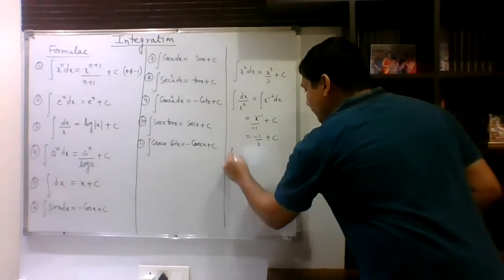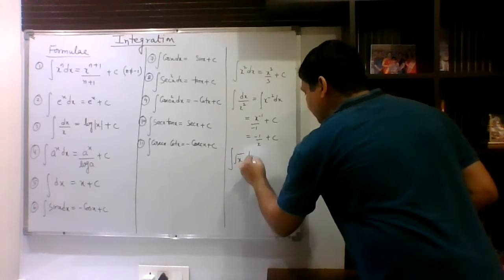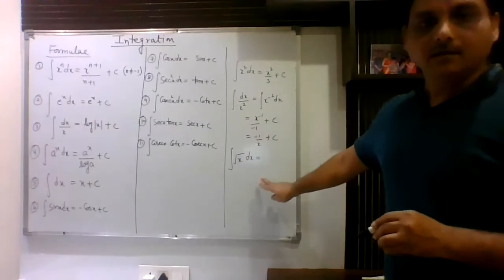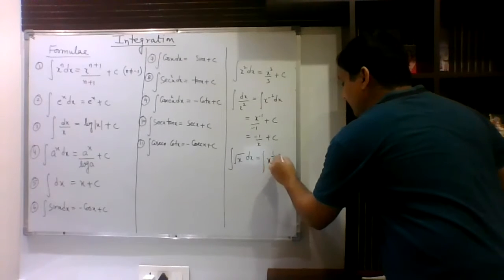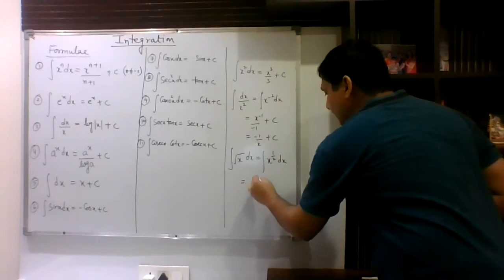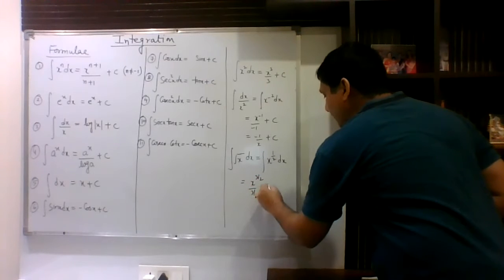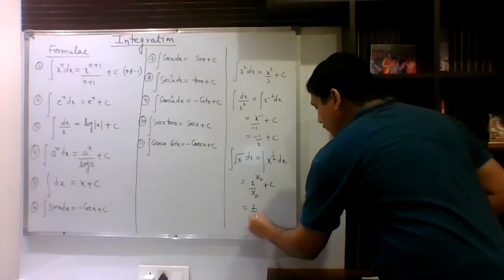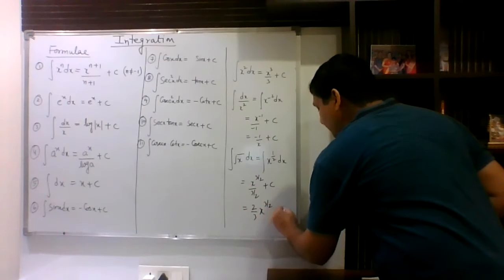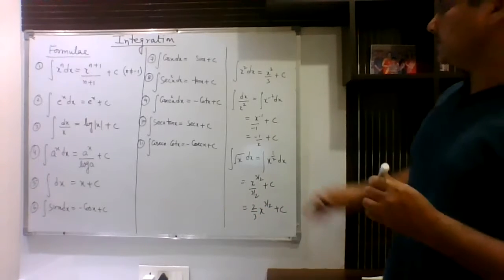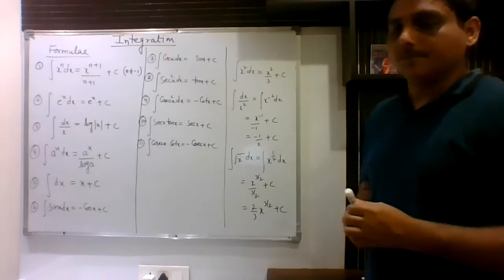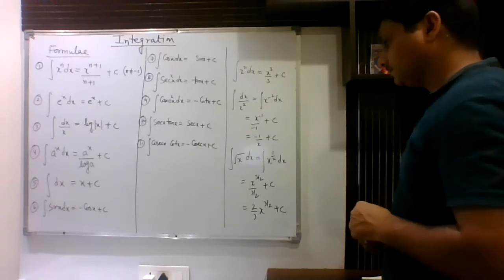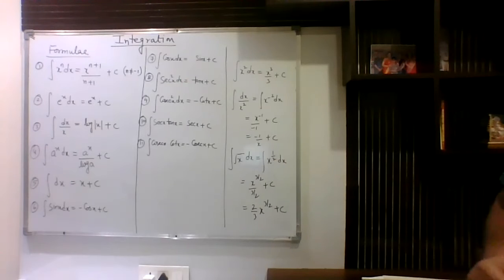Okay, now after this, suppose you want to integrate under root of x. Again, by that first formula, this can be written as x to the power of 1 by 2 dx, which is equal to x to the power 3 by 2 upon 3 by 2 plus c. So finally, we can write 2 by 3 x to the power 3 by 2 plus c. These are the three examples based on formula number 1. Just note down everything.